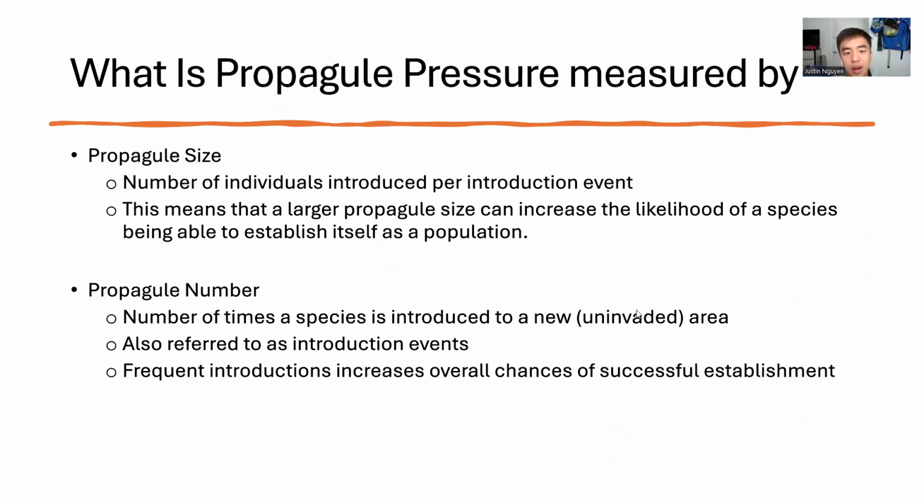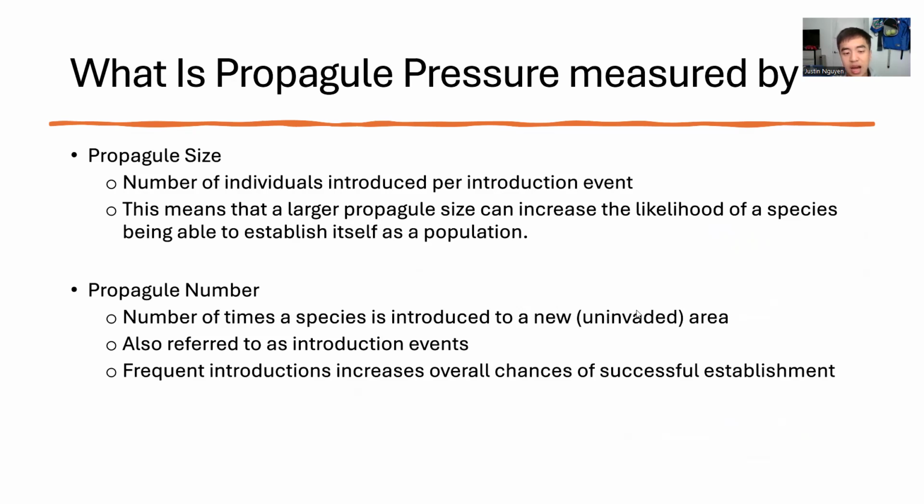So, how do we measure propagule pressure? Propagule pressure is determined by two main components, propagule size and number. Propagule size refers to the number of individuals introduced during a single introduction event. If a larger number of individuals are introduced at once, the chances of the species establishing a population are higher. This makes sense because a larger number increases genetic variation and the likelihood of successful reproduction.